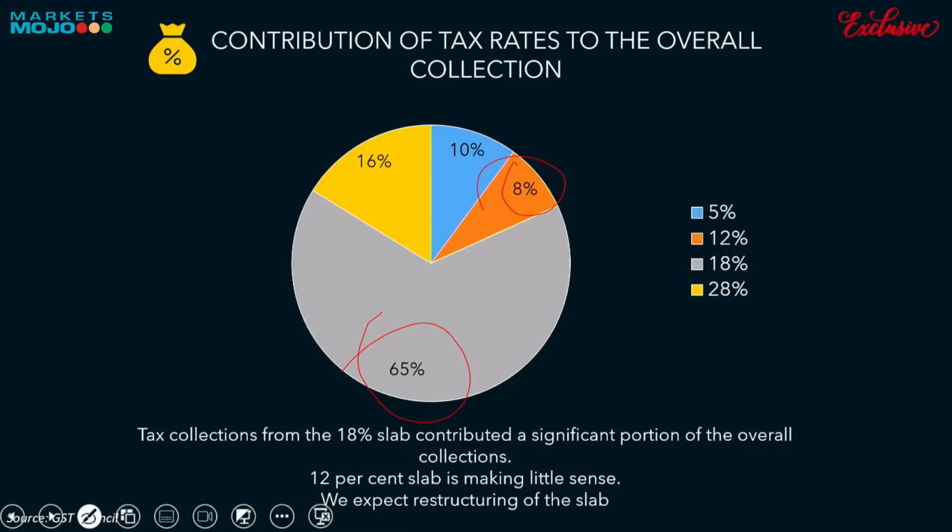I personally believe that 12% makes little sense. Ideally, the government should come out with a merger of 12 and 18 into a 15% slab, which is only one slab. So 5, 15 and maybe 28 for sin goods or luxury goods can remain. There is a lot of need for that to get merged. I do expect a restructuring of slabs happening in the next 3 to 6 months by the GST Council. There is one possibility, I'm not ruling it out, that it can happen.